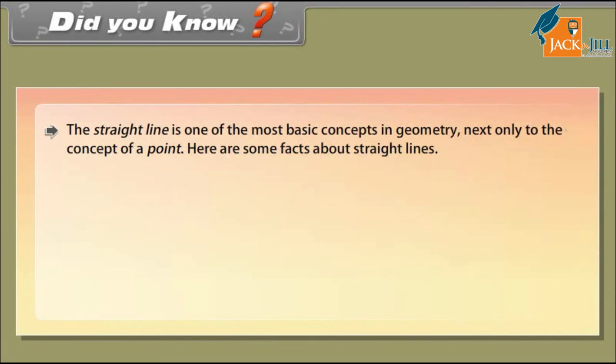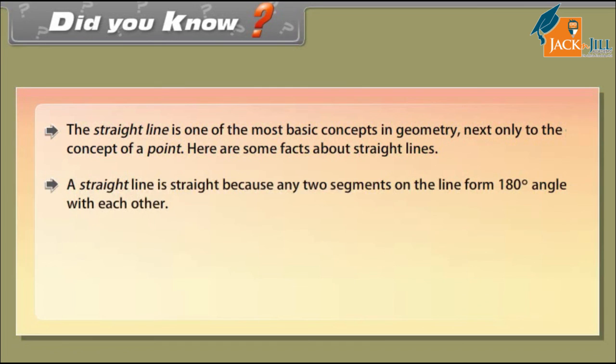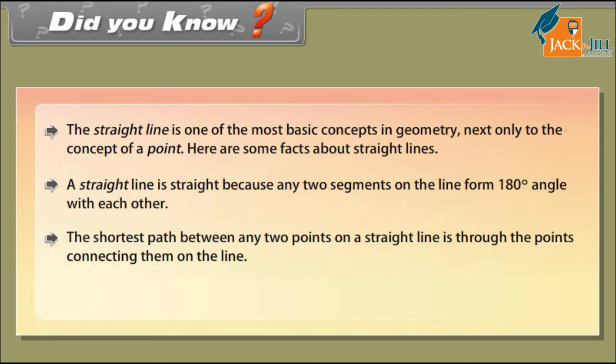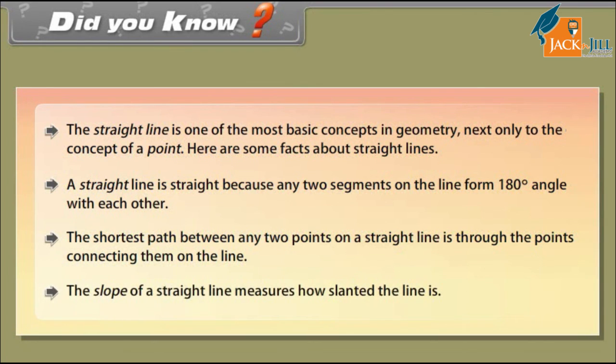Did you know? The straight line is one of the most basic concepts in geometry, next only to the concept of a point. Here are some facts about straight lines. A straight line is straight because any two segments on the line form a 180 degree angle with each other. The shortest path between any 2 points on a straight line is through the points connecting them on the line. The slope of a straight line measures how slanted the line is.